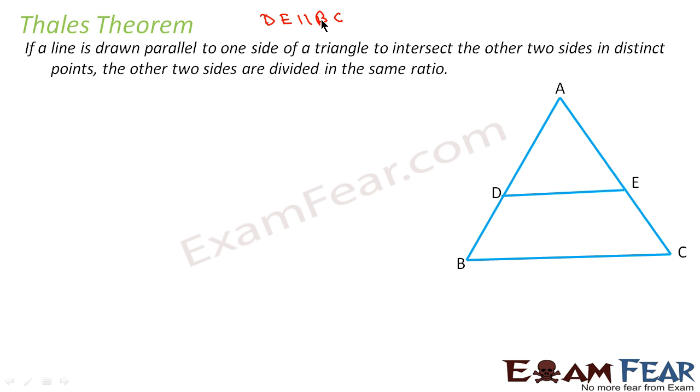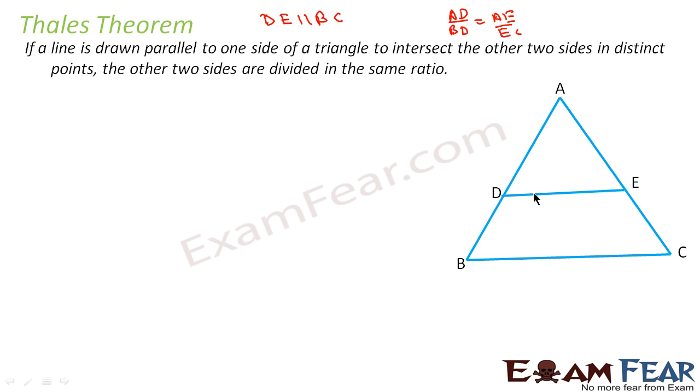So in this case, if DE is parallel to BC, then the sides are divided in the same ratio. That is, AD by BD will be equal to AE by EC. That is, if this is the triangle and this is the line that is parallel to BC, that is DE parallel to BC, then this value AD by this BD will be equal to AE by AC.